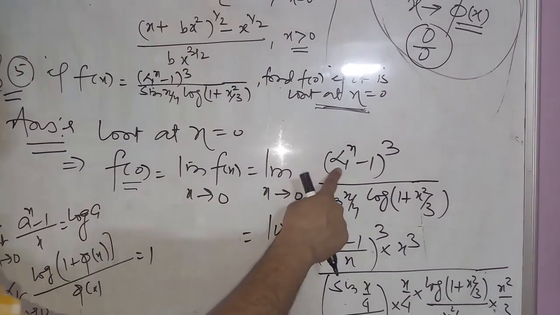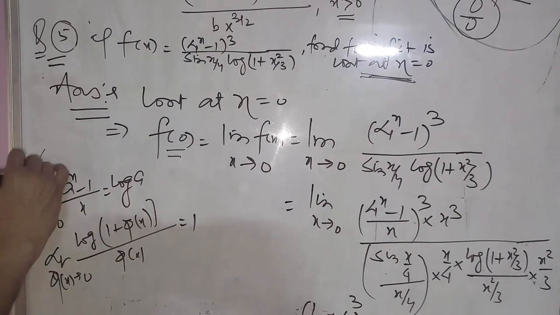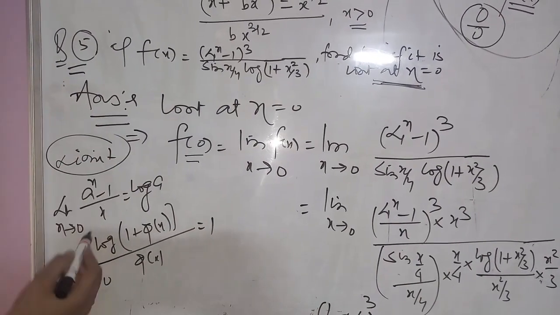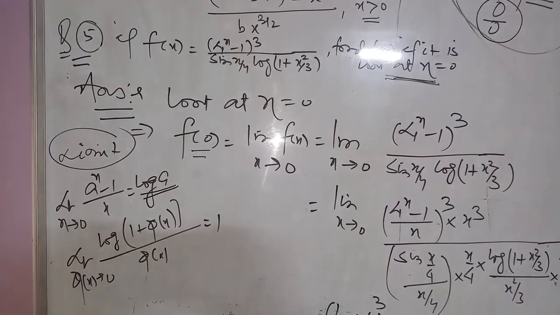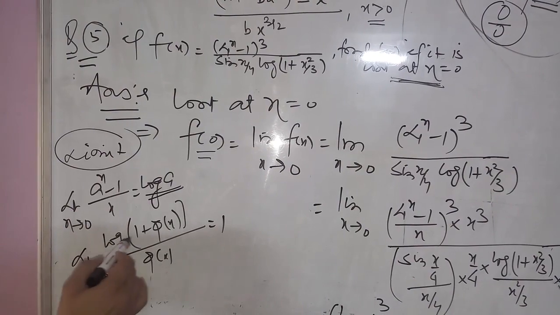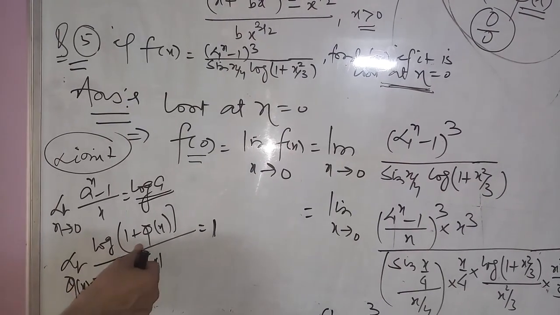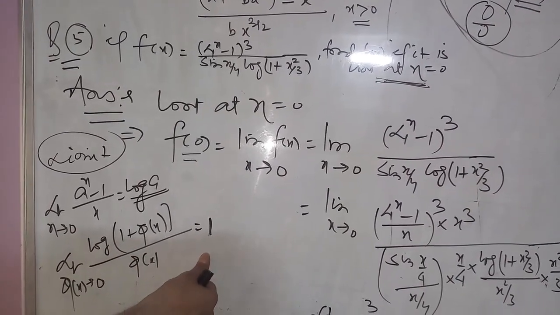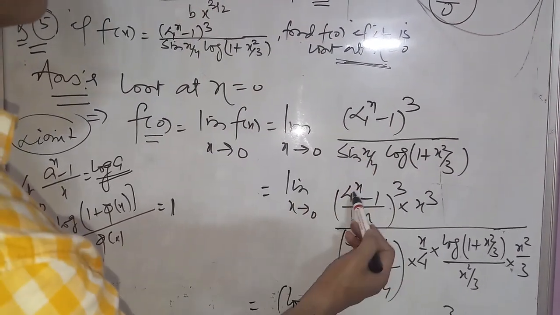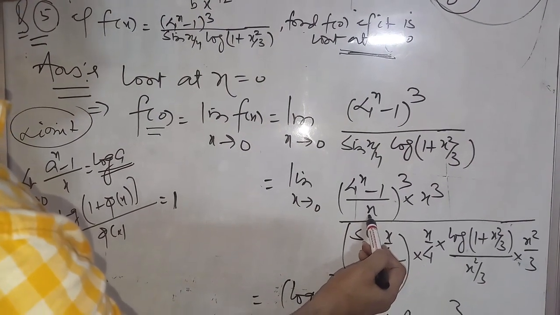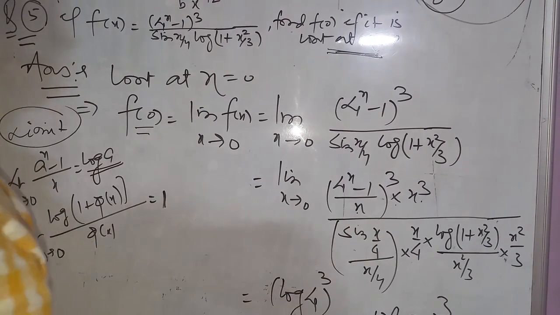The limit x tends to 0, (4 to the power x minus 1) whole cube. We have a result from the limit chapter: (a to the power x minus 1) by x, limit x tends to 0, equal to log a, ln a. Next, log(1 plus phi x) by phi x, limit phi x tends to 0, equal to 1. In particular, log(1 plus x) by x, limit x tends to 0, is 1. Here for 4 to the power x minus 1, we adjust (4 to the power x minus 1) by x into x cube. We divide by x cube and multiply by x cube.